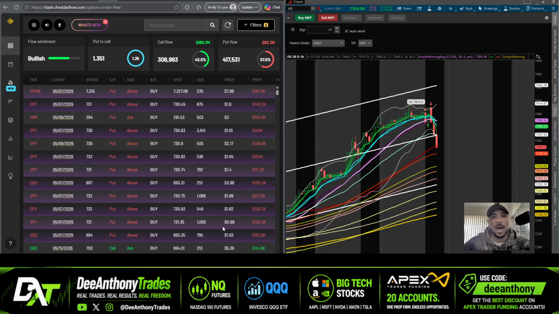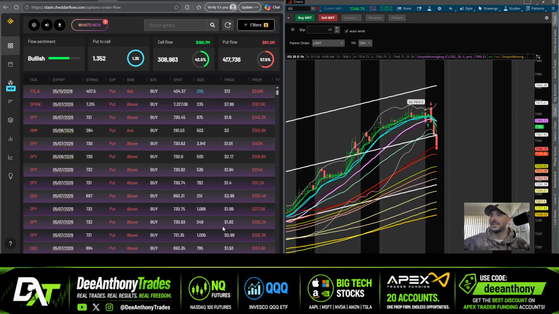If you guys are not using options flow, even if you're trading futures, you're doing yourself a big disservice. So I wanted to hop on. We're looking at the ES chart here on the right hand side. We're also looking at my option scanner here, the live flow coming through.